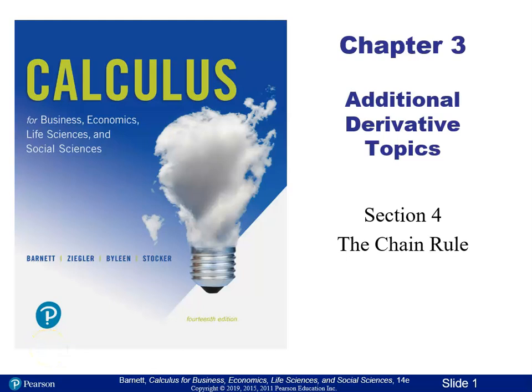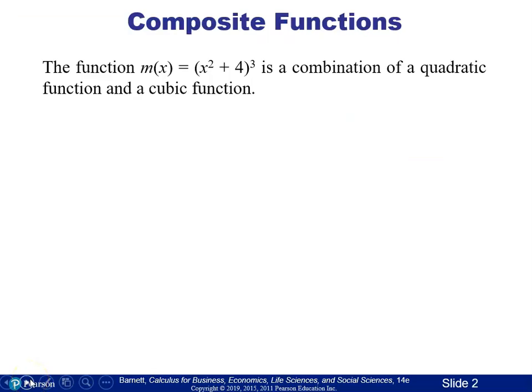Okay, continuing with chapter 3, we're going to be looking at the chain rule today, which is another very important rule that involves derivatives. So when we think about the chain rule, you want to think about composite functions. A composite function is a function that's made up of two or more other functions.